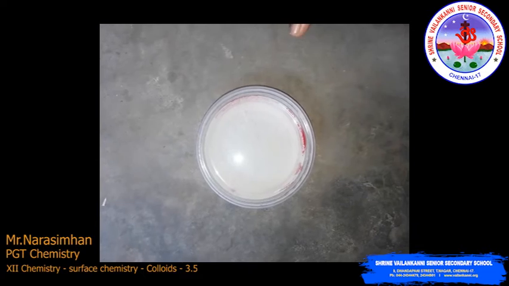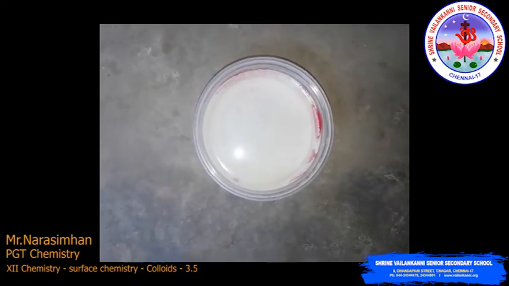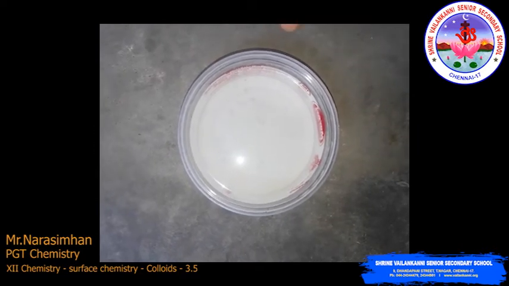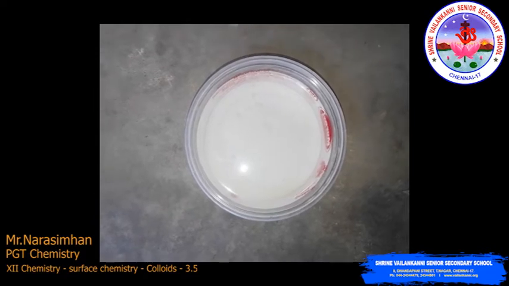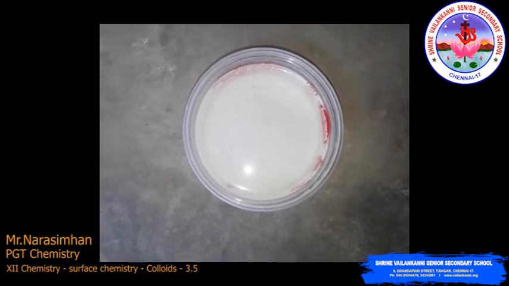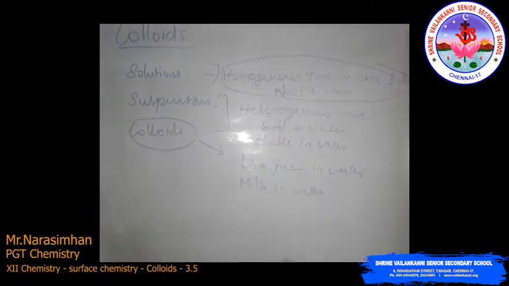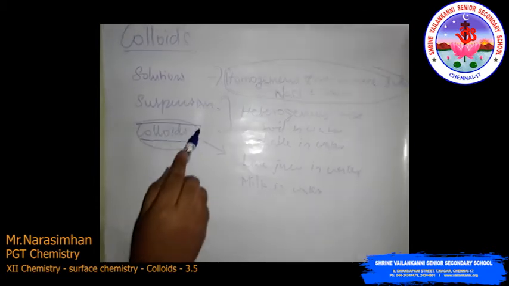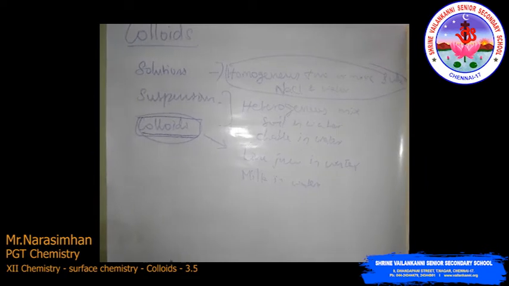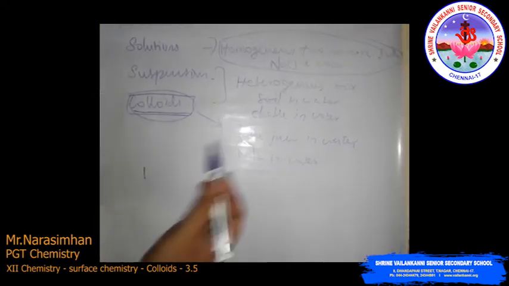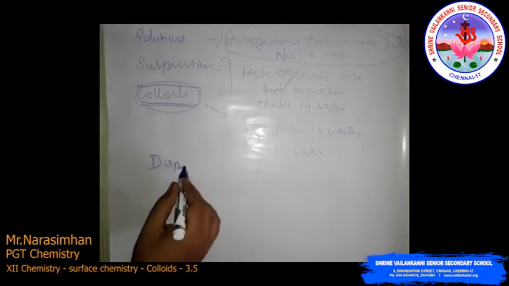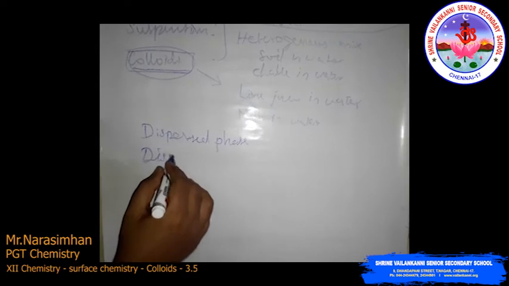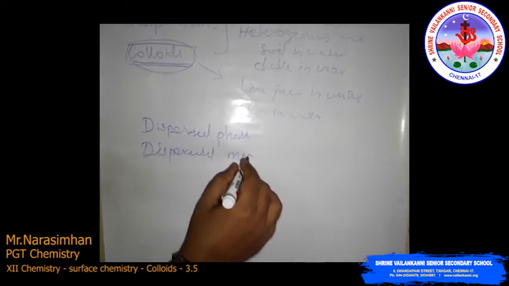See, students, in the suspension you can see clearly the upper layer is clear water, and the bottom layer is called the suspension, where the chalk powder has settled down. It will take some time. It's a slow process. So you observed which is the solution, which is the suspension, and which is the colloid. Now we are going to discuss colloids. Then we will see the types of colloids. First, a colloid is a heterogeneous mixture, so it has a dispersed phase and a dispersed medium.